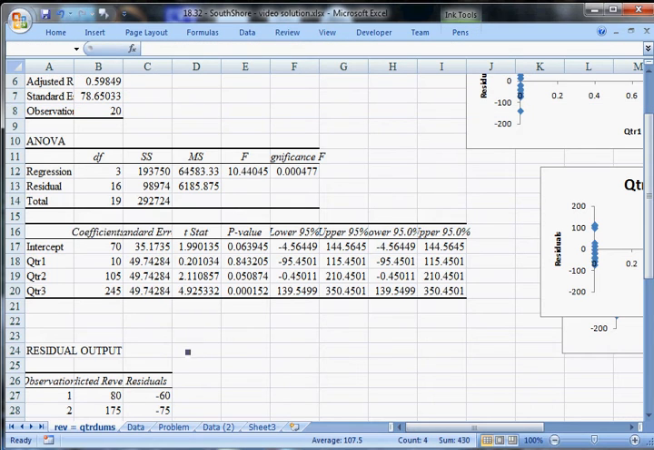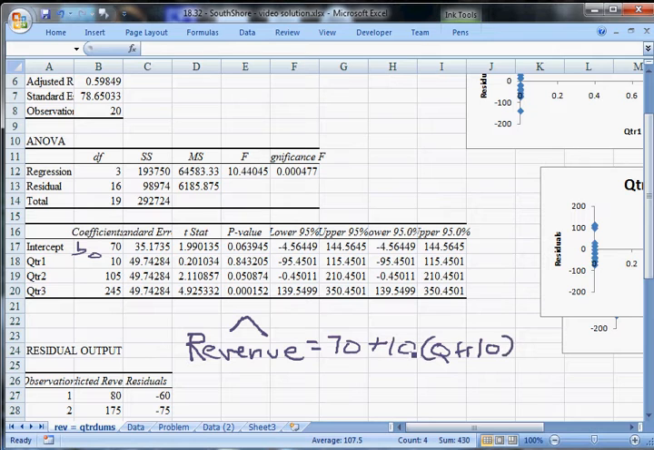And what does that look like? Well, our estimated revenue, or predicted revenue, is going to be B0, which is 70, plus 10 times the quarter one dummy. That means that there's a 10-point bonus for quarter one, not quarter 10, quarter one. Plus 105 times quarter two, plus 245 times quarter three. And that's our estimated regression equation, which is part of the answer to part B.